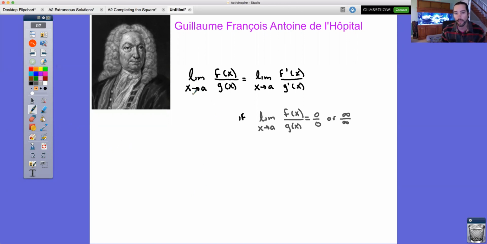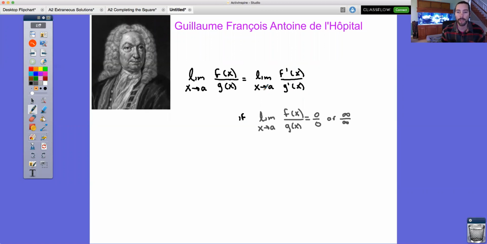He said if you're trying to do the limit as x goes to a for two functions being divided, one function over another, there's a shortcut to it. You can just take the derivative of the numerator and put that over the derivative of the denominator, and then try to plug in and evaluate the limit. This only works, though, in a couple situations.